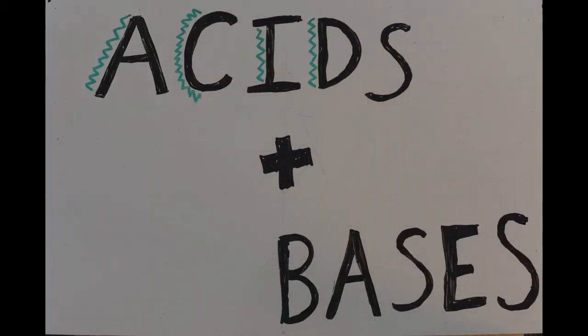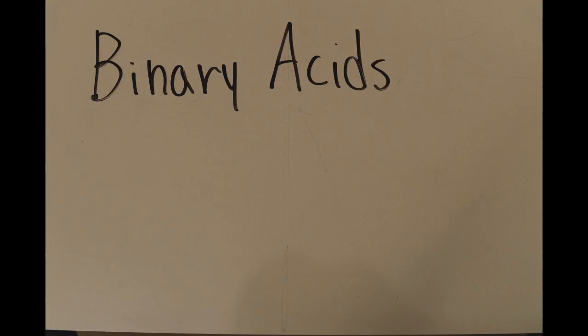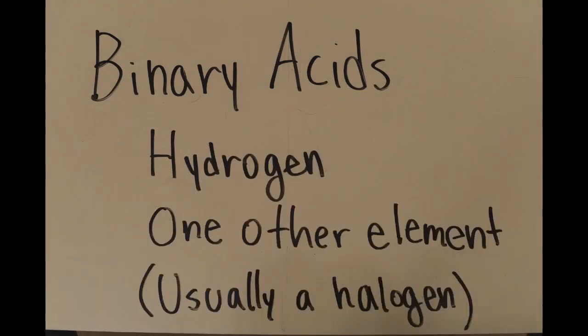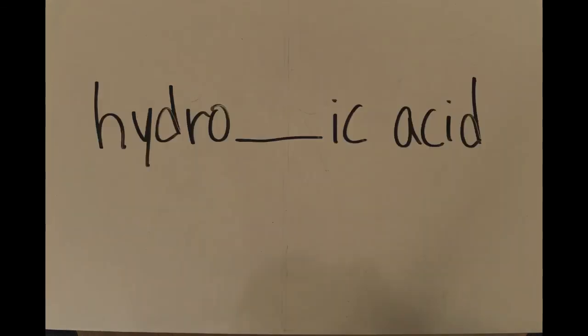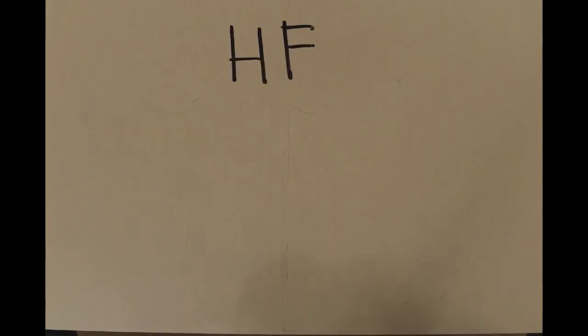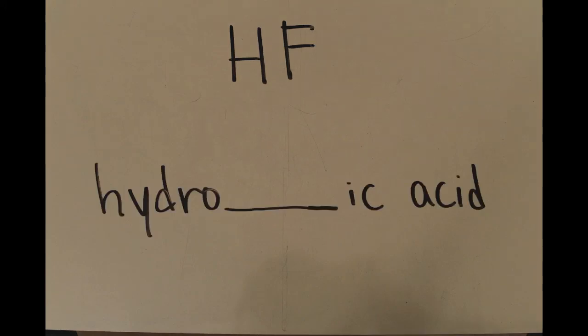We will now go over acids and bases. The first type of acids are binary acids, which consist of a hydrogen followed by another element, usually a halogen. To name these binary acids, you use the formula hydro-blank-ic acid. For instance, we have HF. This is a binary acid, so you would use the formula hydro-blank-ic acid. Then you take the stem of the element that follows the hydrogen, in this case fluorine, and fill it into the blank. So therefore, we would have hydrofluoric acid.